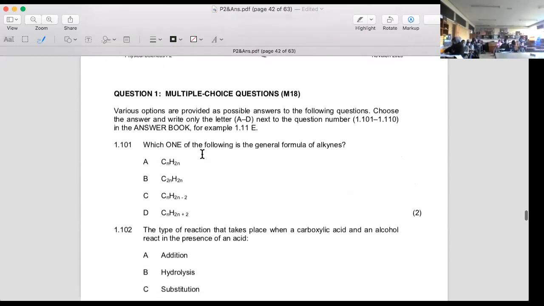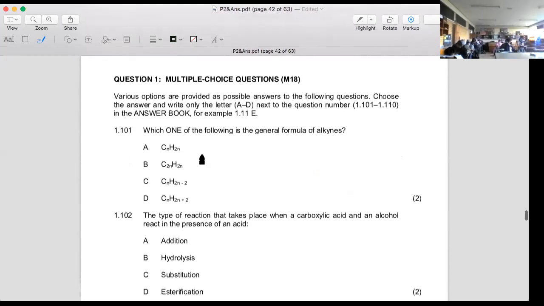Okay, which one of the following is the general formula of alkynes? Who says it's A? Who says it's B? Who says it's C? Well done at the back there. Well done. It's C. So the general formula of alkynes is always CnH2n-2.